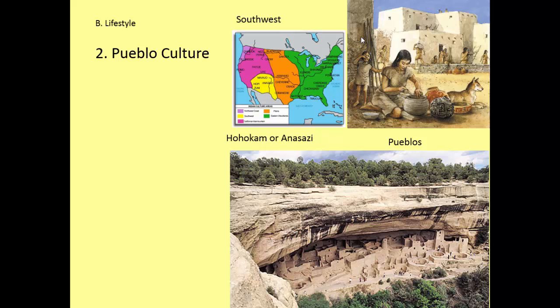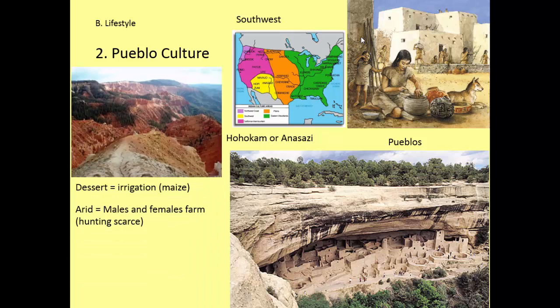And so AP expects you to know, just as an example you can put in an essay, what these Pueblo cultures are called: specific tribes known as the Anasazi or the Hohokam. Like I said, we do see them doing some irrigation to grow maize. Once again, maize is the major crop in North America. It's very dry, and so we see males and females both have to farm, because hunting is very scarce.